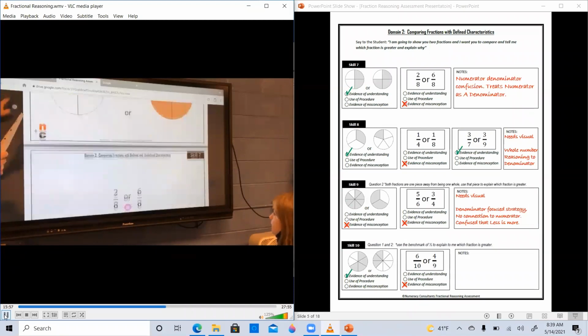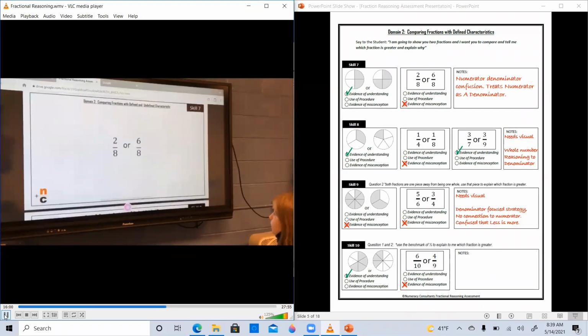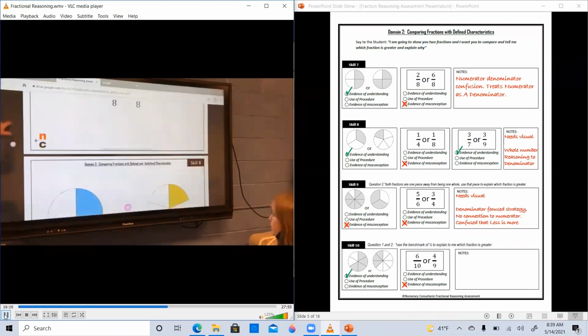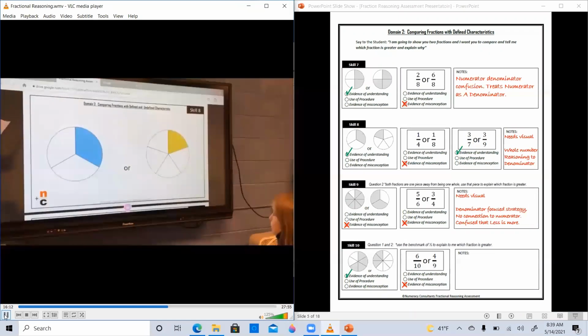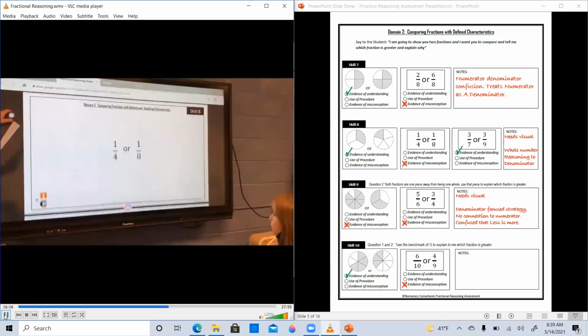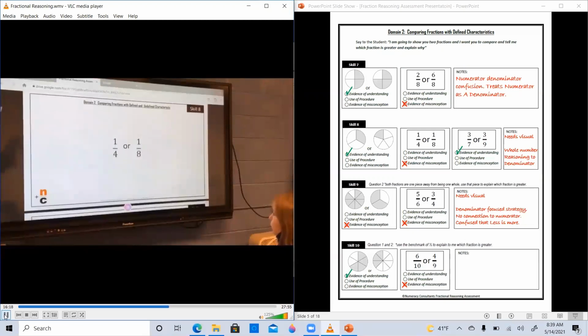3/4. Okay. Which is greater? 6/8. And how do you know that? Because 2/8 is 1/4, and then 6/8 is 3/4. Oh, wow. Which is greater? 1/3. Okay. Which is greater? 1/4. And how do you know that? Because 2/8 is 1/4, and that's 1/8. Okay.